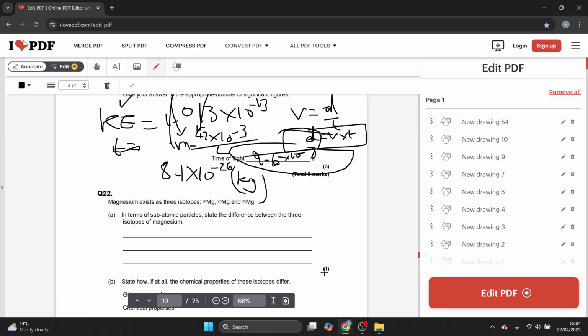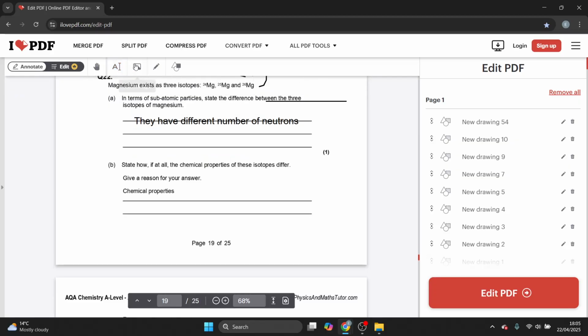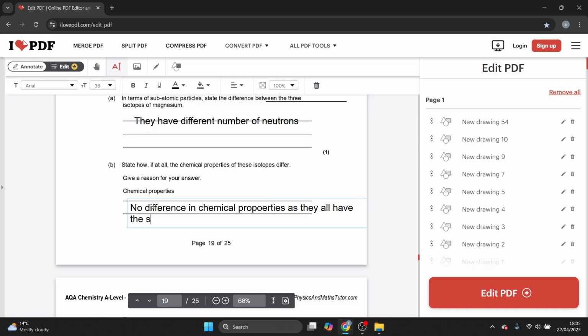In terms of atomic particles, state the difference between three isotopes of magnesium. Isotopes are atoms with the same number of protons but a different number of neutrons. So the statement would be: they have different numbers of neutrons. State how the chemical properties of these change. No difference in chemical properties, as they all have the same electronic configuration.